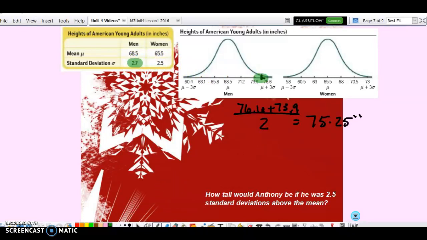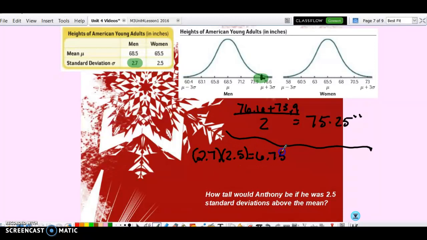So another way to think about this, especially if it's not just a half where you're averaging them, we could take, so a separate way to do this, we could take 2.7 inches, which is what one of those green chunks is worth. We want him to be 2.5 standard deviations. You can again do this a couple different ways. I'm going to say that he's 2.5 standard deviations. So I want 2.7 times 2.5. Now, if I do that, I get 6.75.